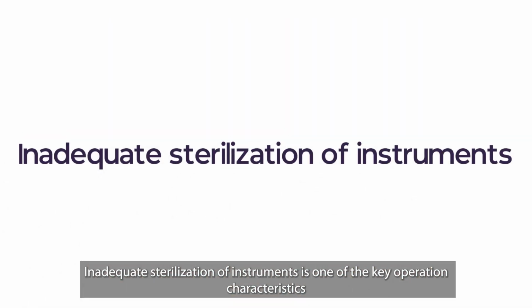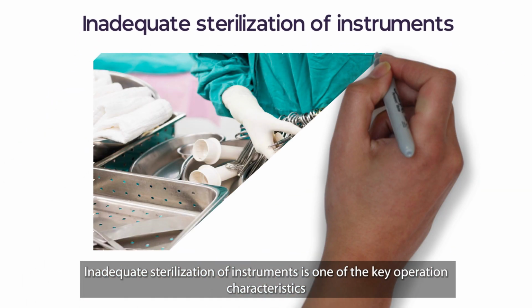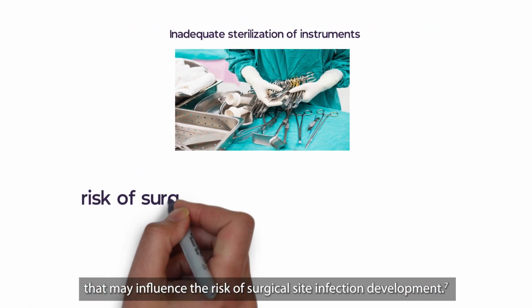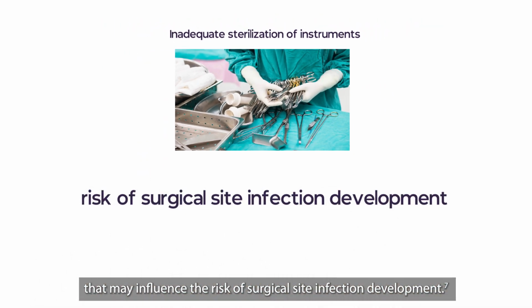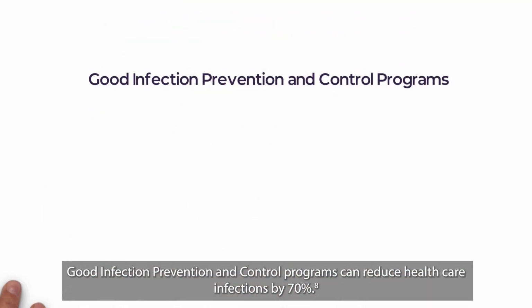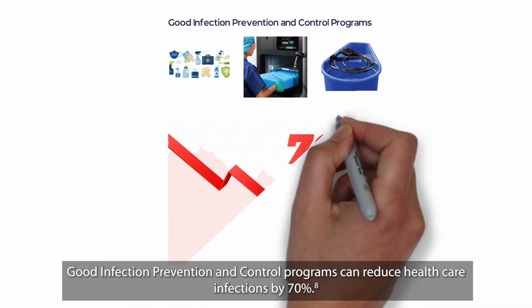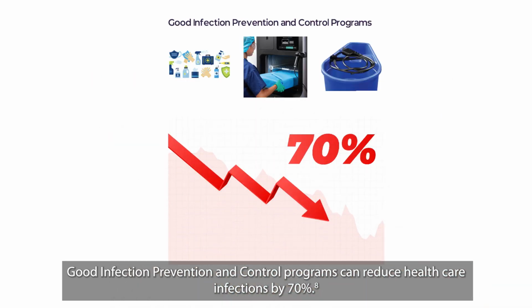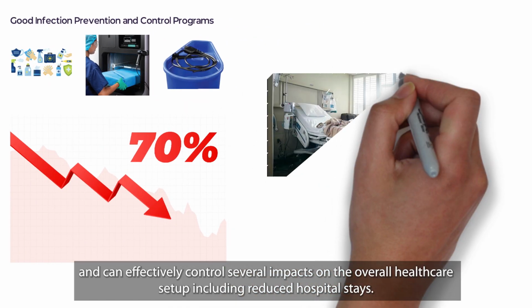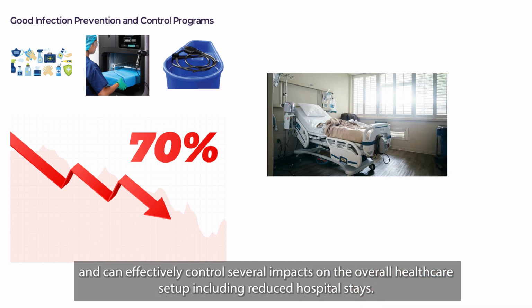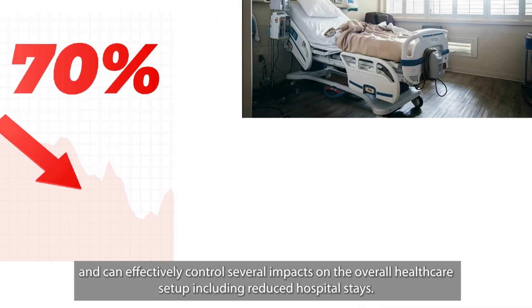Inadequate sterilization of instruments is one of the key operation characteristics that may influence the risk of surgical site infection development. Good infection prevention and control programs can reduce healthcare infections by 70%, and can effectively control several impacts on the overall healthcare setup, including reduced hospital stays.